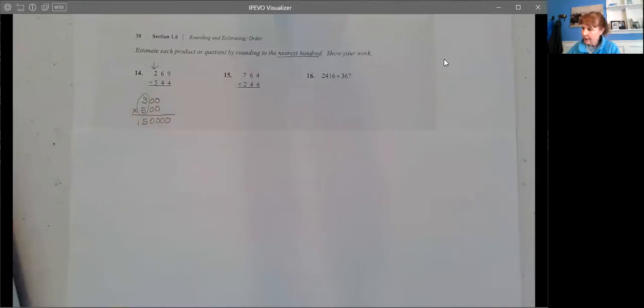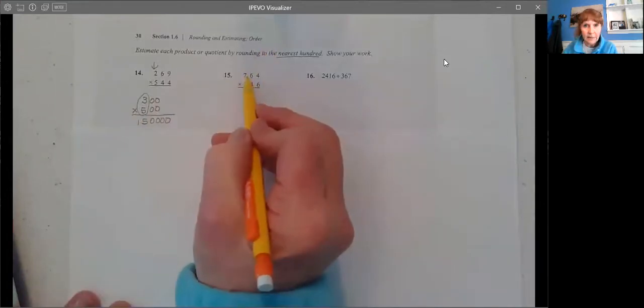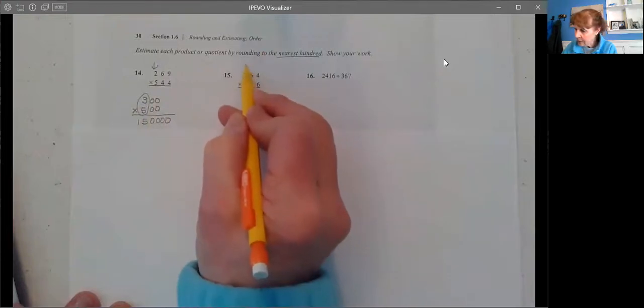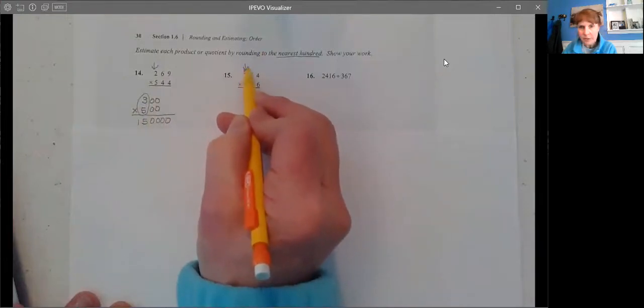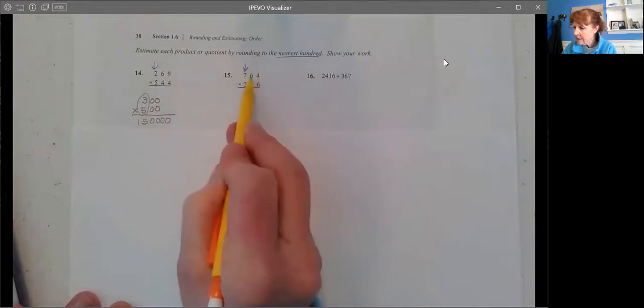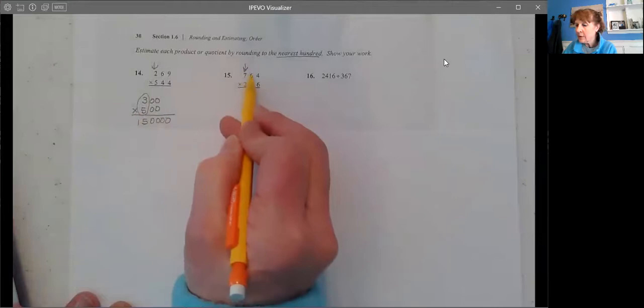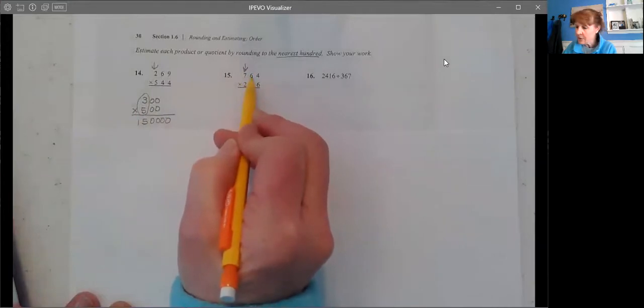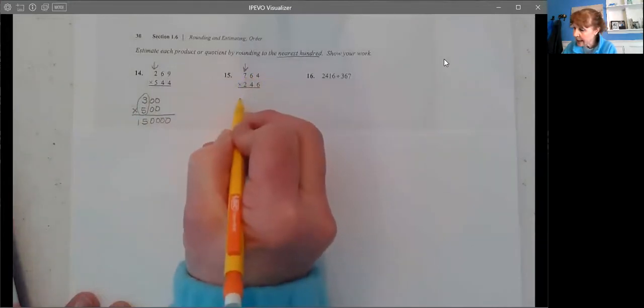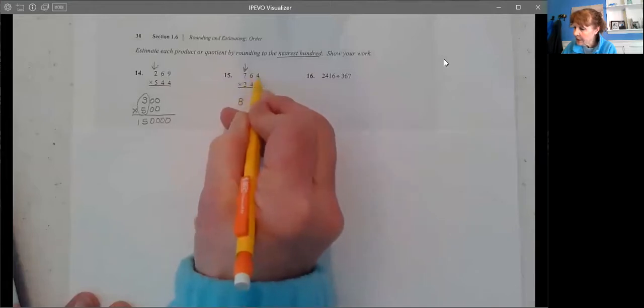All right, let's try another one. Here we have the 7. So again, rounding to the nearest 100, this is our 100 spot: 1s, 10s, 100s. We look to the right, it's 5 or greater, so we'll increase this one to an 8. What follows becomes 0.